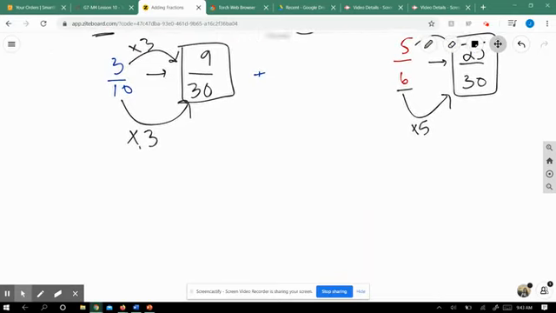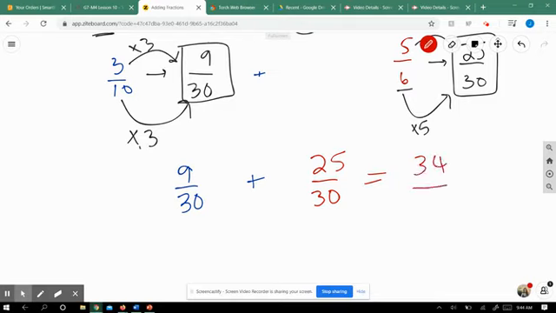So to finish this problem out, we just rewrite them. We have our 9 over 30 plus our 25 over 30. Now that they have the same denominator, we can just add on the top: 25 plus 9, 34.